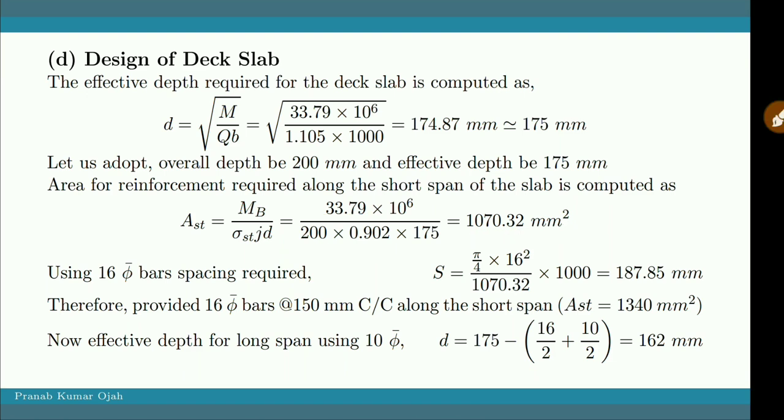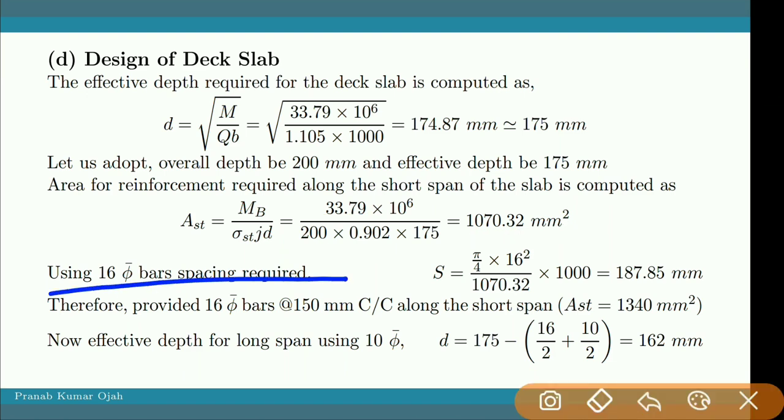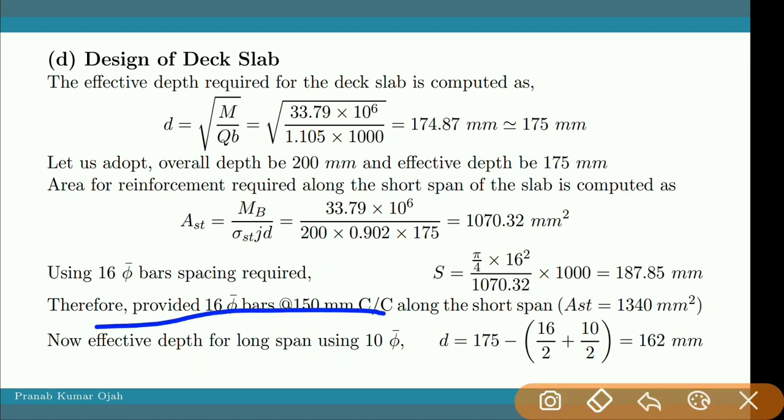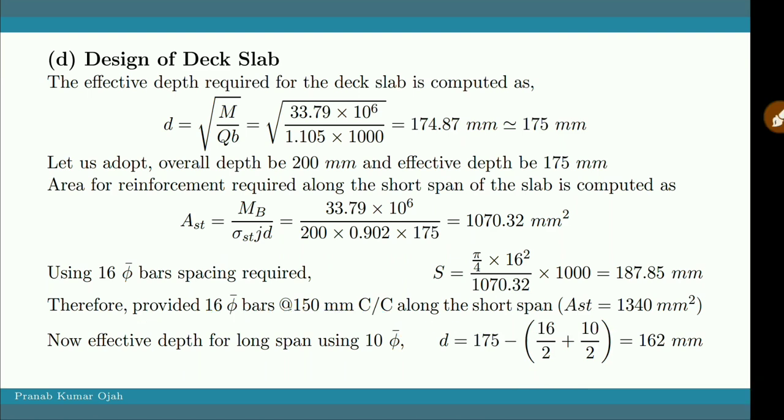1070.32 mm². So by using 16 tor bars, the spacing required is calculated as 187.85 mm. So therefore I have provided 16 tor bars at 150 mm center to center along the short span. Okay, and this is the AST we have provided. Next, I have to calculate the reinforcement required for the long span moment.